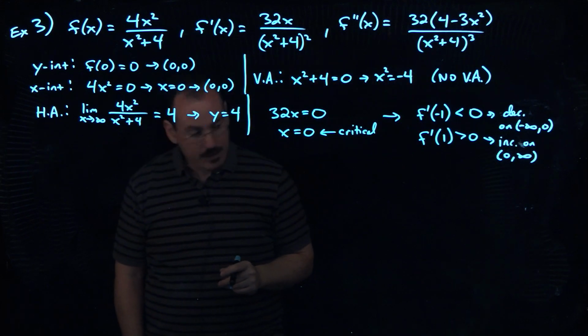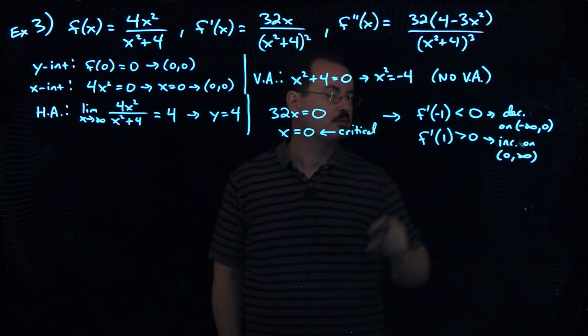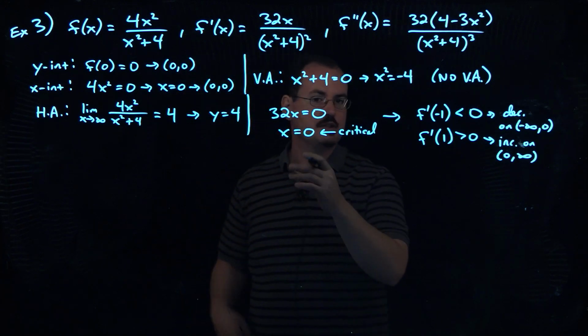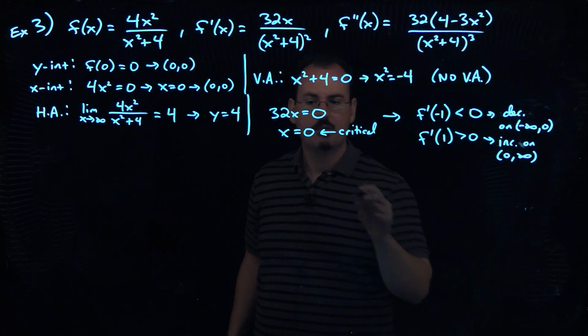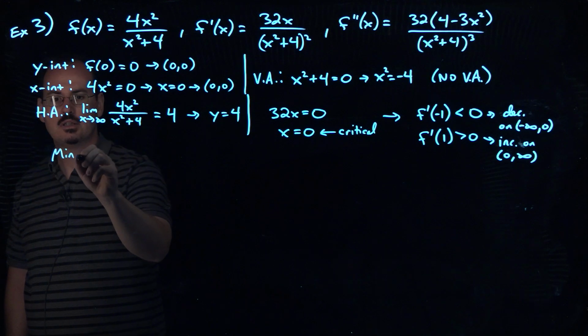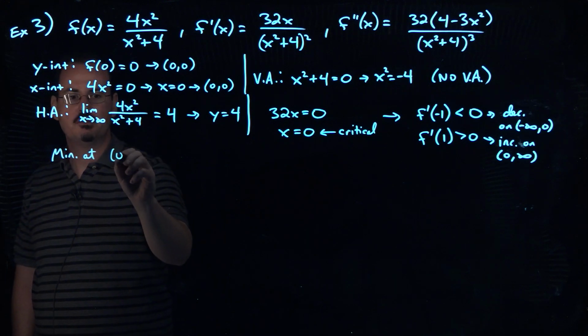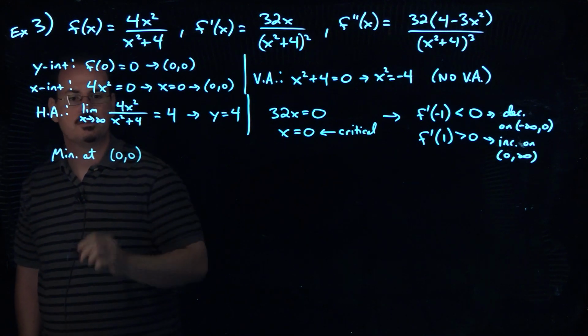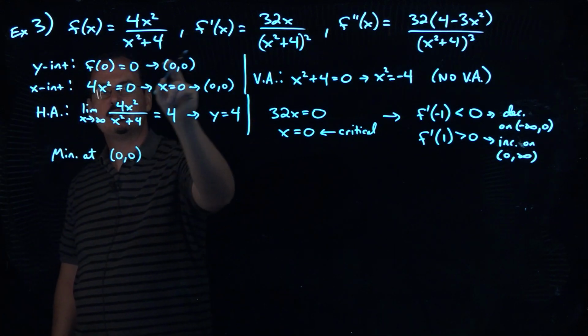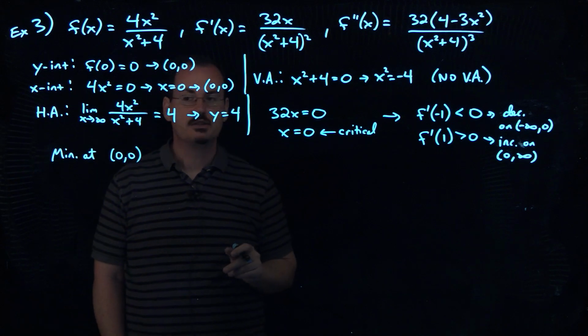Okay, so we've got that, and the fact that it did change from decreasing to increasing means that we've got a minimum value there. Decreasing on one side, increasing on the other, we've got a minimum. So minimum at, let's put that over here, at 0, and we already know what the y value is there, (0, 0). Okay, so we've got a y-intercept, x-intercept, and we've also got a minimum value at (0, 0).